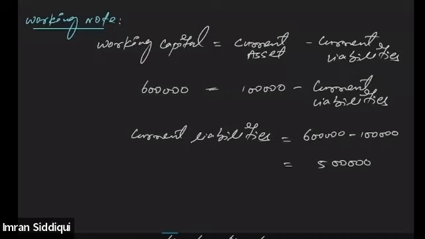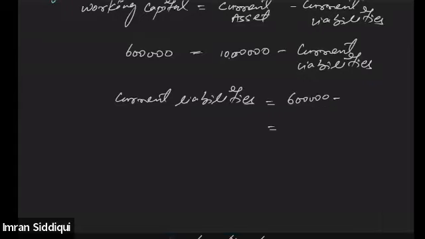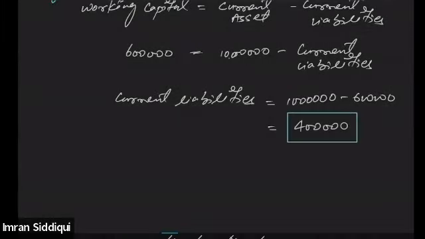Anyone able to find any mistake in the solution? Let's check it again. Working capital is confirmed from the question. Current asset is given as... Okay, current asset is not 1 lakh. This is 10 lakh. So I made a mistake. I'm sorry, this is not 1 lakh, this is 10 lakh. And here as well, 10 lakh. Now, subtracting this, we'll be getting 10 lakhs minus 6 lakhs equal to 4 lakhs. Understood? Is it clear, everyone?